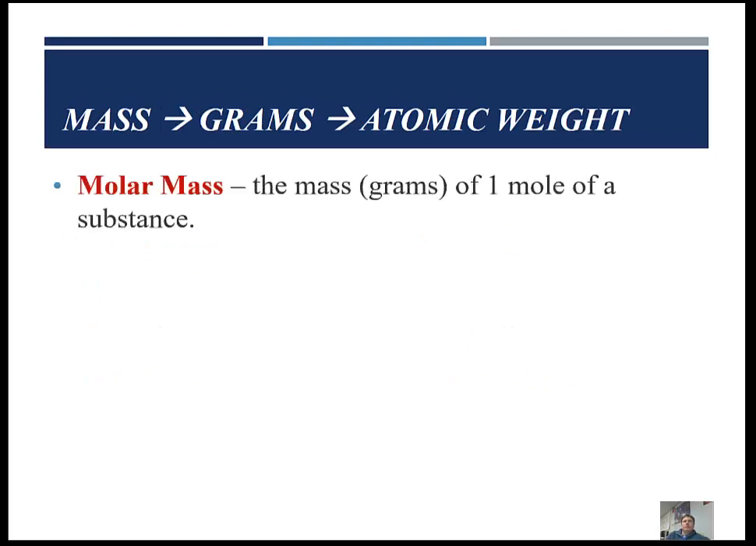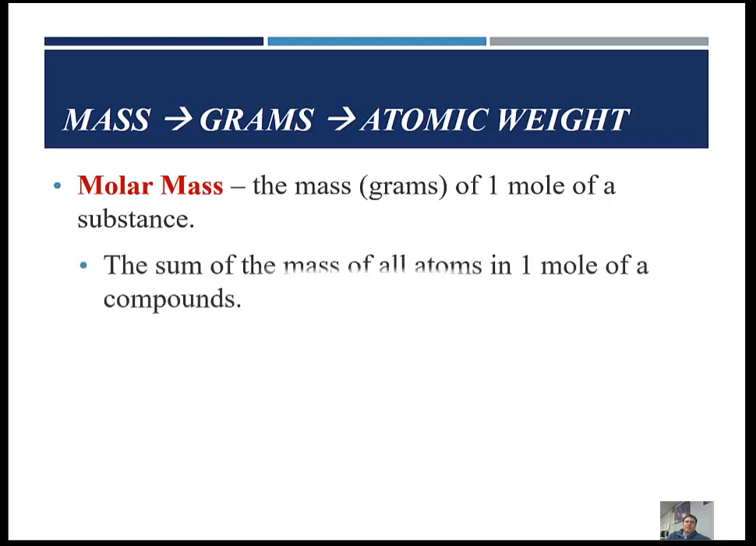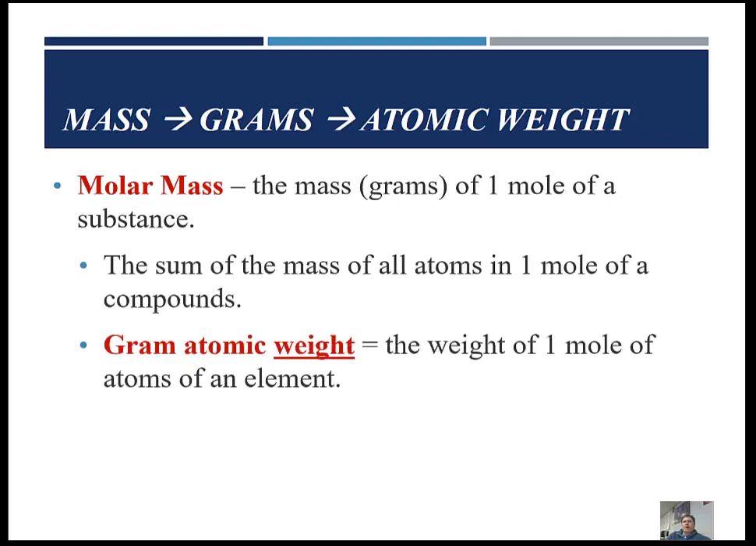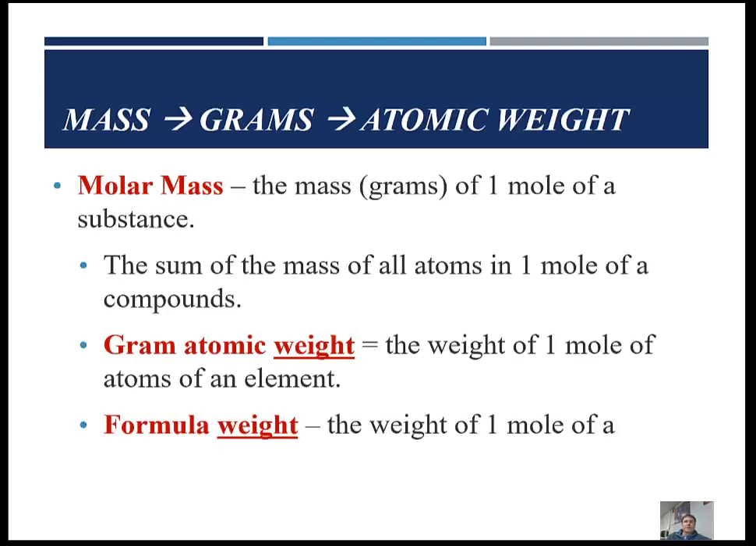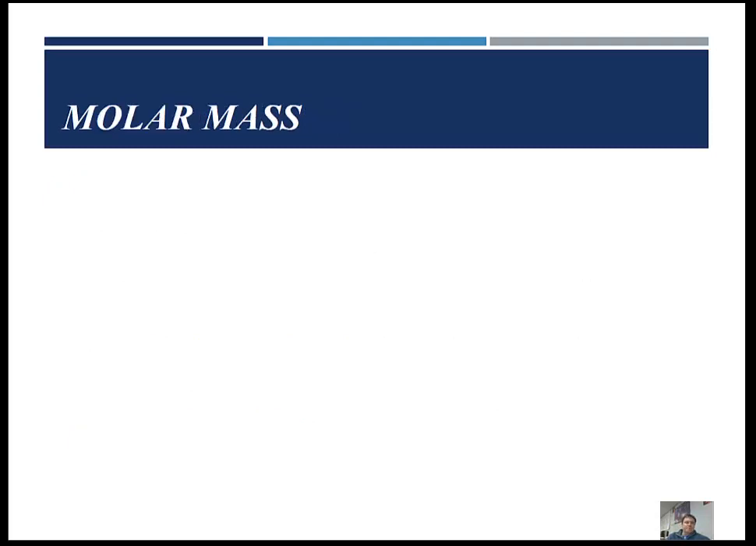All right, so a term we're going to use rather than atomic mass or formula mass is molar mass. Molar mass is simply the mass in grams of 1 mole of a substance. So whether that's an atom or a compound of some sort, we can use the term molar mass. Other terms you might hear thrown around are things like gram atomic weight, which is the weight of 1 mole of an element. The other one you'll hear is formula weight, which is the weight of 1 mole of a compound. We're going to combine those for our purposes and just use the term molar mass. It makes it a little bit easier.